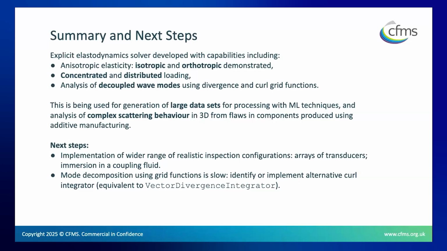Also, a particular thing that we found is that using the divergence and the curl grid function coefficients seems to be quite slow for what we're doing. So potentially implementing an integrator would be quite a useful thing for us to do. If anybody has any advice on existing curl integrators that might be a good template, that would be good to hear from you.